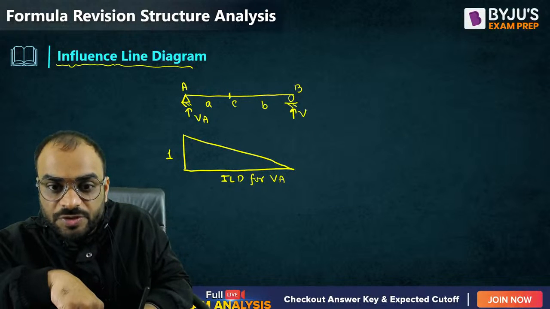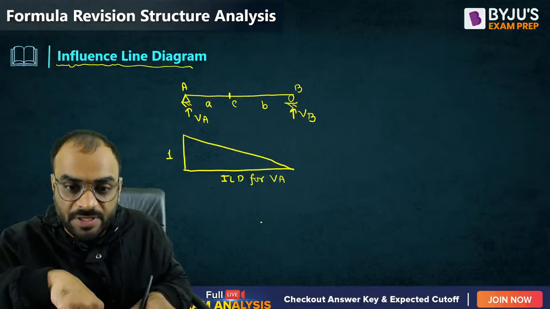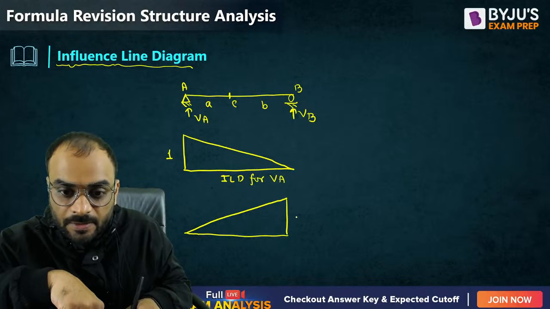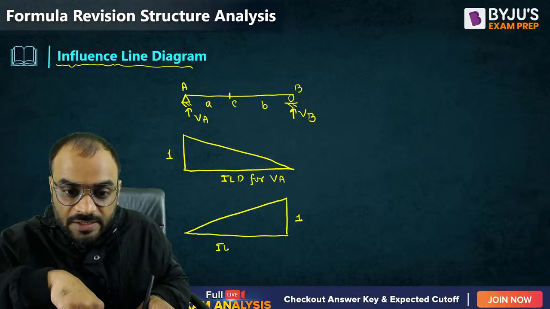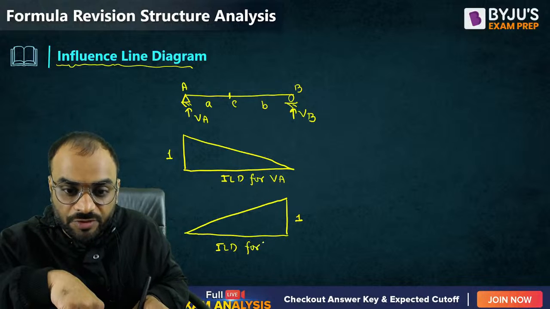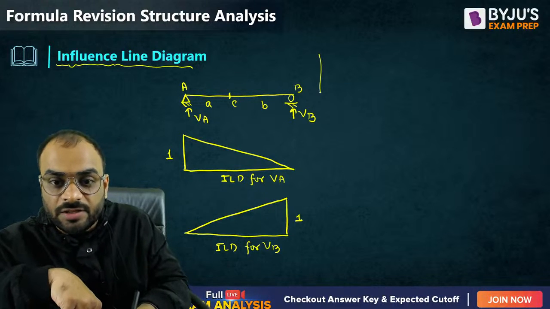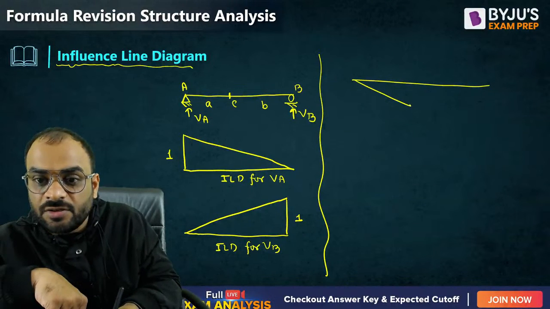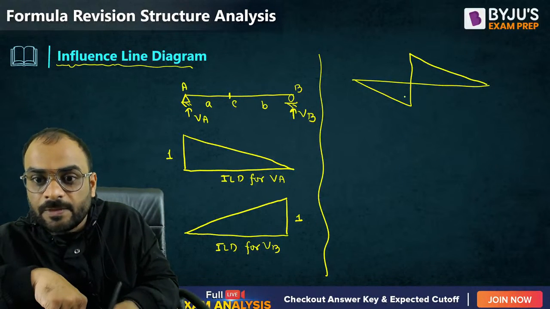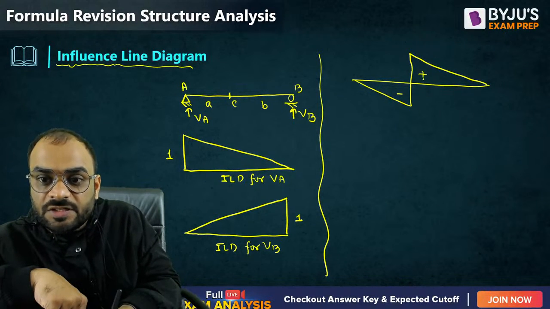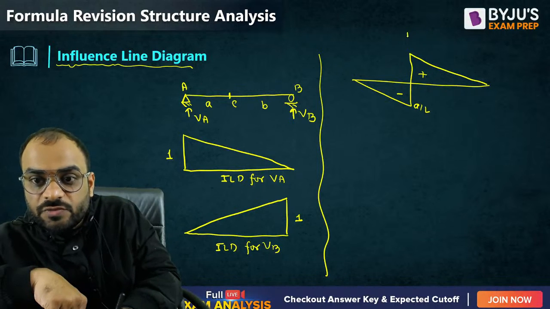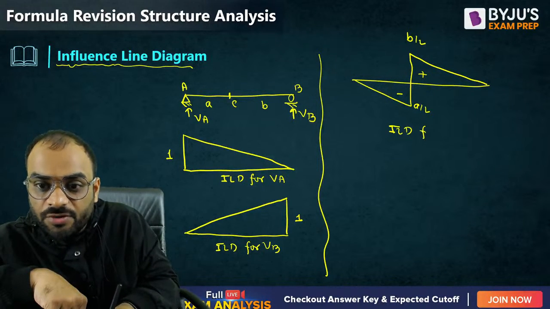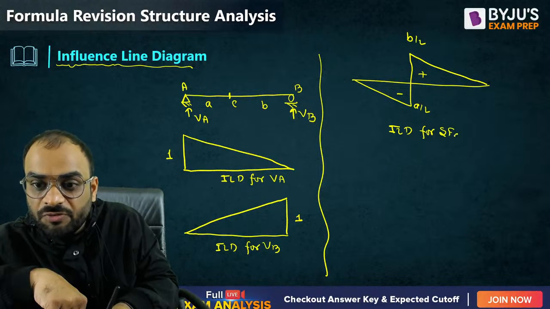Similarly, let us suppose I want to draw the ILD for VB. Our ILD will be like this. This is again 1, and this is nothing but the ILD for VB. Okay. Next one is if I want to draw the ILD for shear force at C. It should be like this, right? This is negative, this is positive, this is A by L and this one is B by L. Please remember these ordinates. ILD for shear force at C.